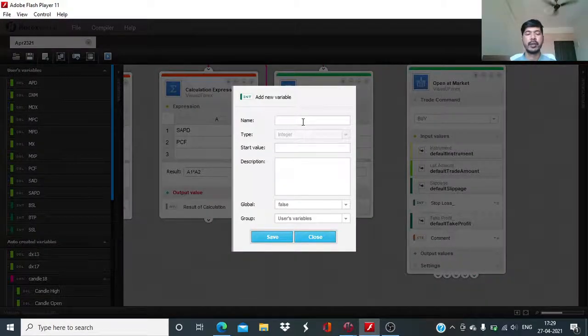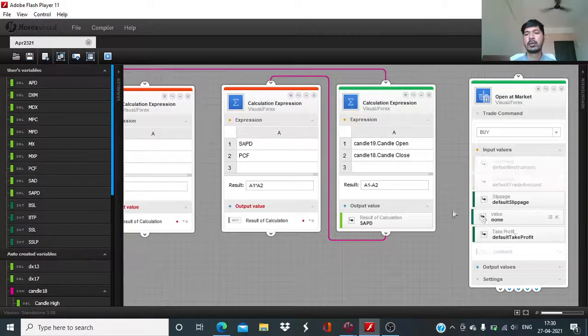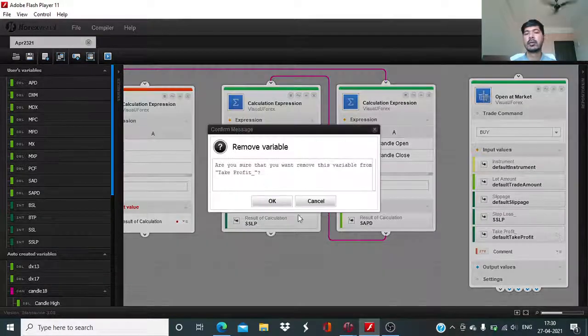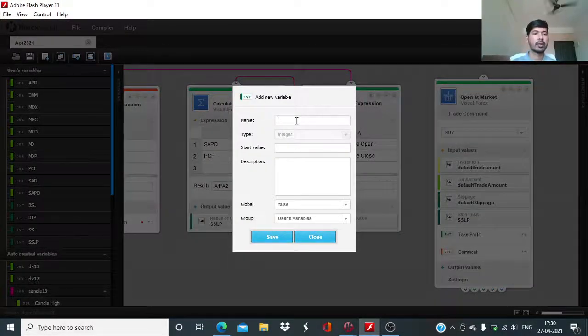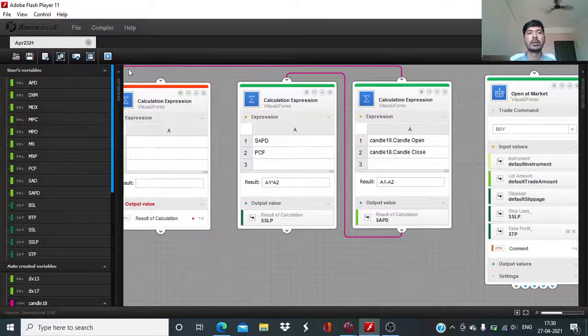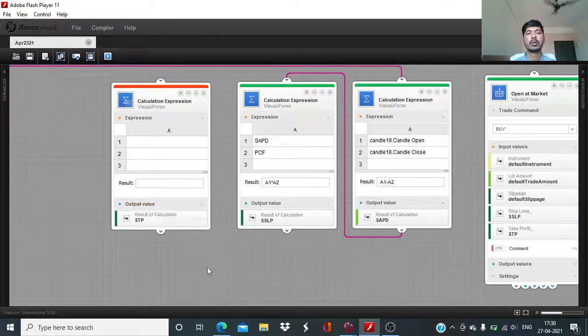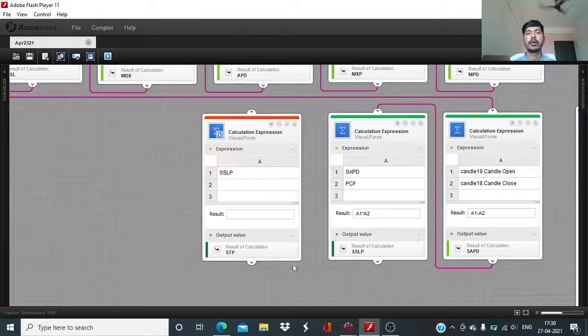I will create a new variable here. And this is going to be, this is simply going to be twice of the stop loss.